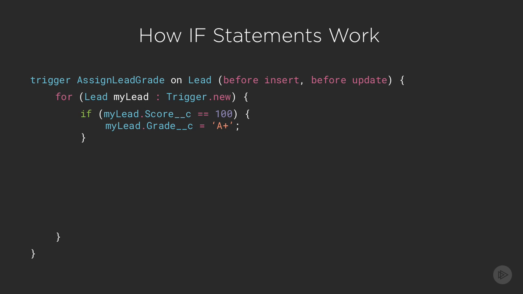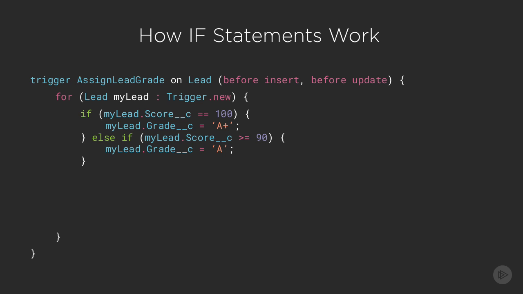Right now we have a working if statement. We could save this code and our trigger would work perfectly. But our company needs more logic. What if our lead doesn't have a score of 100 and our initial comparison isn't true? Well, we have the option of continuing our if statement with an else if statement.